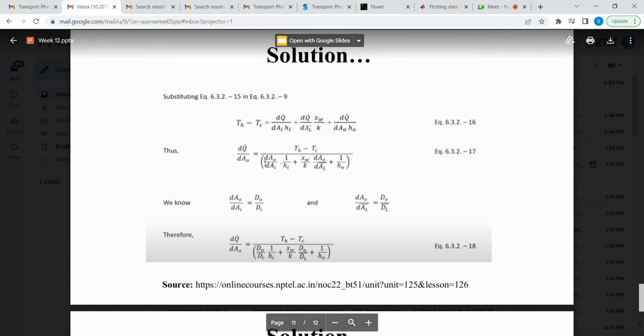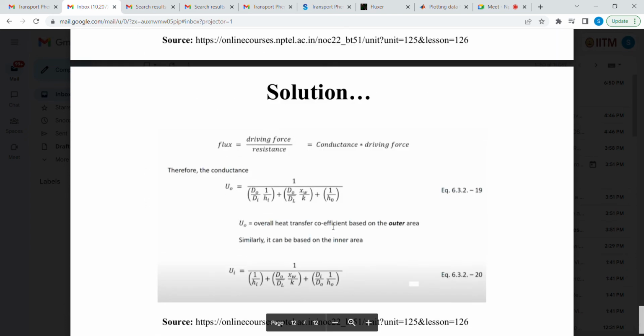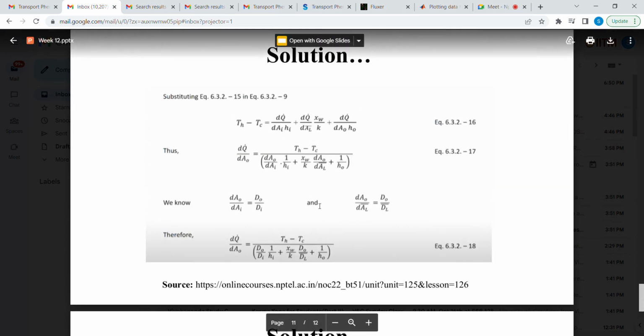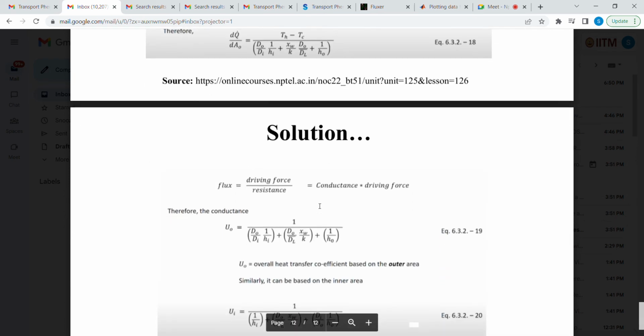So we are just changing this, right? So delta T gets cancelled, and we get this equation: 1 by U naught equals d naught by d i into 1 by h i plus d naught by d l hat into x w by k plus 1 by h naught, where U naught is the overall heat transfer coefficient based on the outer area.